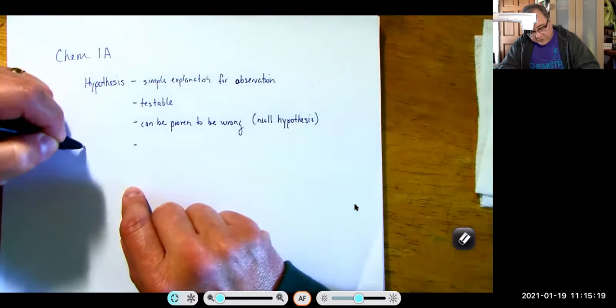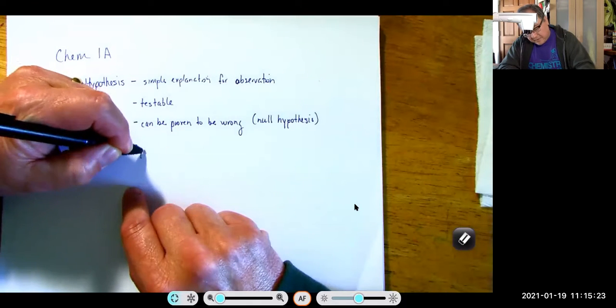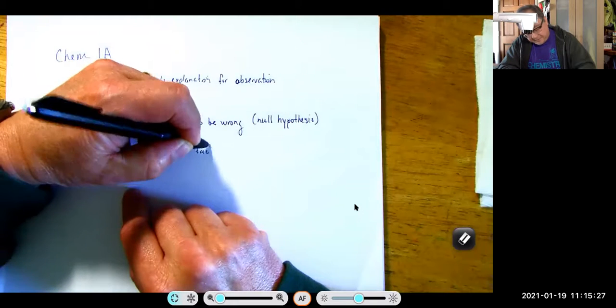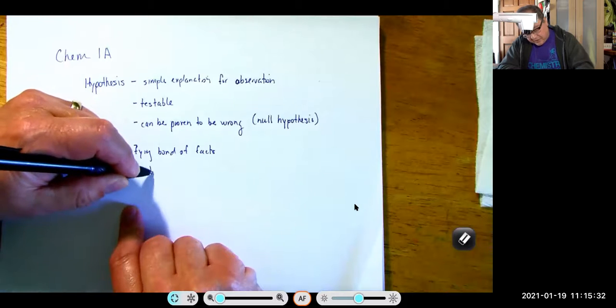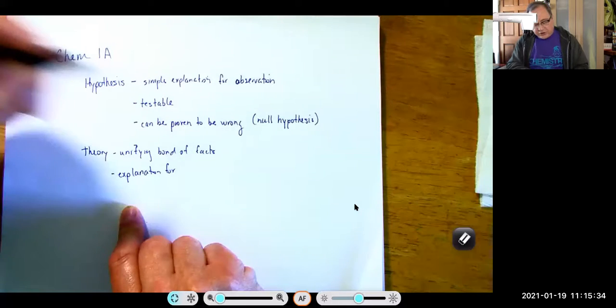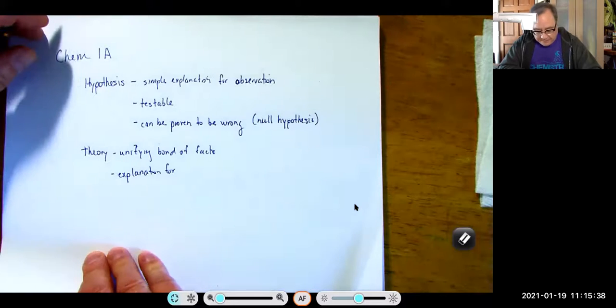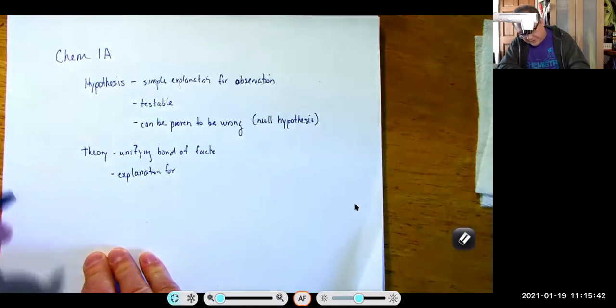A theory is a unifying explanation for a body of facts. Usually a theory is an explanation for a body of facts, not just one observation or some observations.